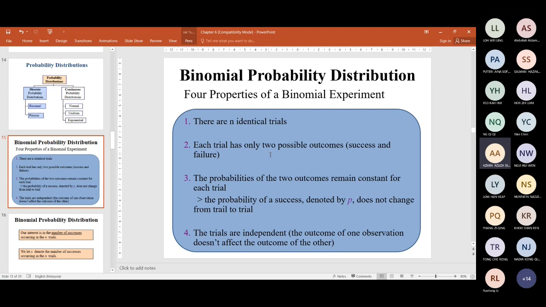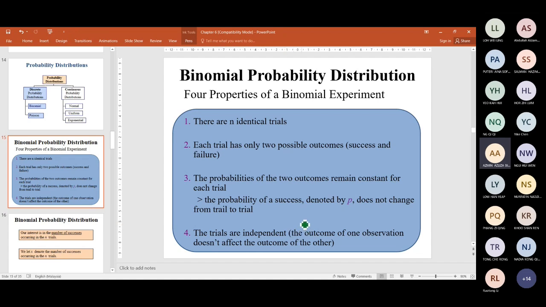Each trial has only two possible outcomes, success and failure. Each of these trials only has two outcomes. That's why the name is binomial, like bicycle, only two. When we mention binary, only 0 and 1. Bi here means only two. So for example, we have success, failure, yes, no, accept, reject. Only two outcomes.